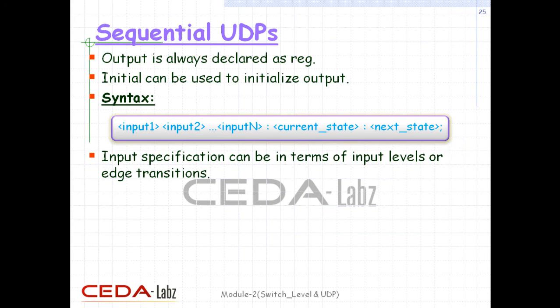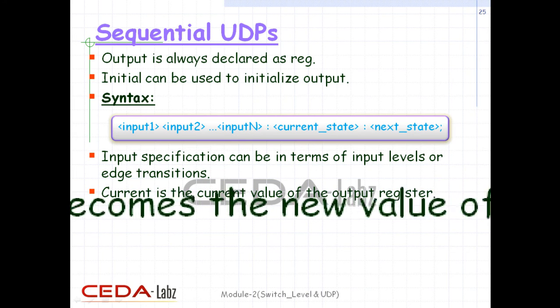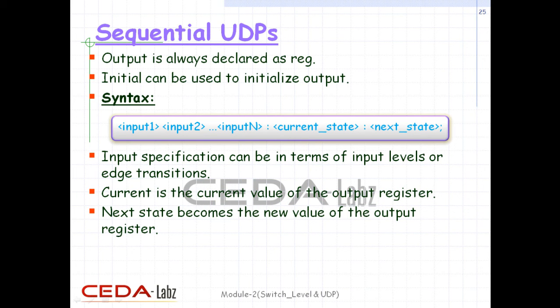The input specifications of state table entries can be in terms of input levels or edge transitions. The current state is the current value of the output register. The next state is computed based on inputs and the current state. The next state becomes the new value of the output register. All possible combinations of inputs must be specified to avoid unknown output values. Also, if a sequential UDP is sensitive to input levels, it is called a level-sensitive sequential UDP. If it is sensitive to edge transitions on input, it is called an edge-sensitive sequential UDP.